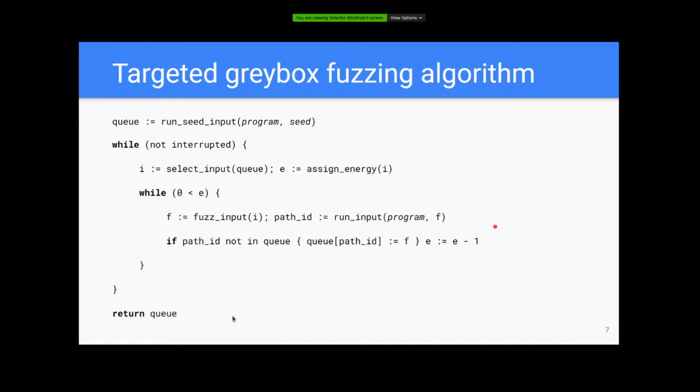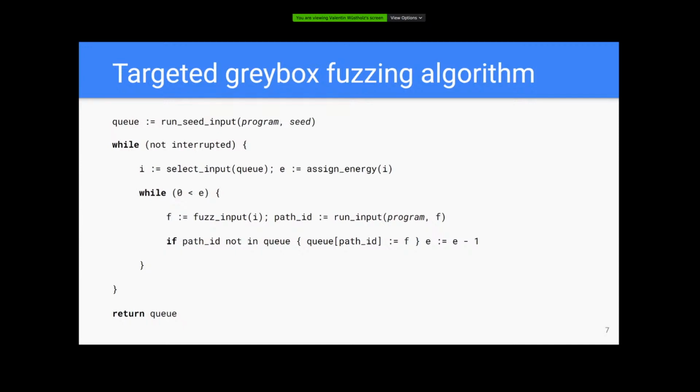So let's look at how this is integrated into the classic gray box fuzzing algorithm. So here you can see the algorithm, and in this loop, the fuzzer picks an input that will be fuzzed, in this case I, and it assigns a certain amount of energy to it. This determines essentially how many times you will be fuzzing this input. So when you fuzz the input, you get a new input f, and then the fuzzer runs the input on the program to get a so-called path ID. This basically describes the path that is taken through the program. And if a new path has been encountered that you haven't seen before, the input is added to the test suite, to the queue.